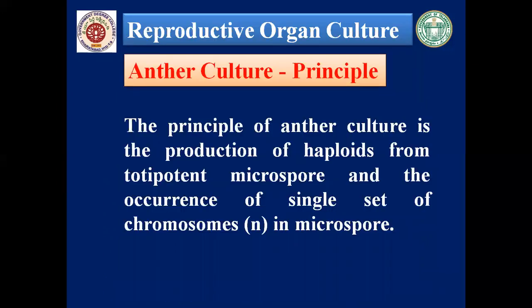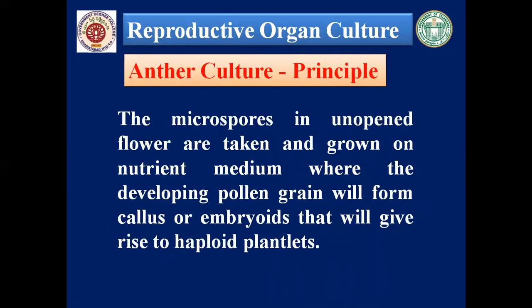Next, we'll continue with the principle of anther culture. The principle of anther culture is the production of haploids from totipotent microspores and the occurrence of a single set of chromosomes in the microspore. The microspores, nothing but the pollen grains present in an unopened flower, are taken and grown on nutrient medium, where the developing pollen grains will form either callus or embryos, that is either organogenesis or embryogenesis, that will give rise to haploid plantlets.